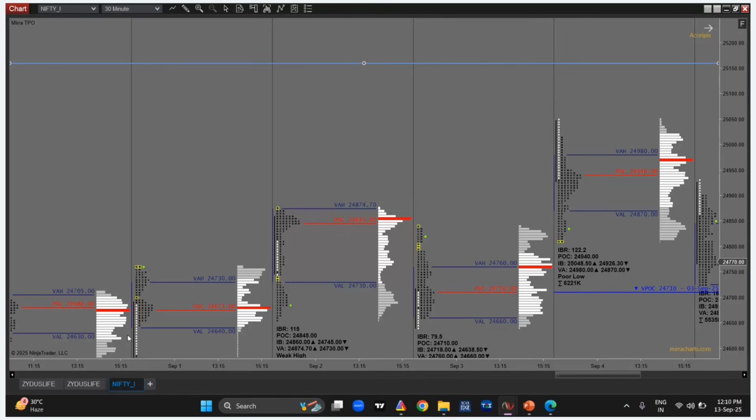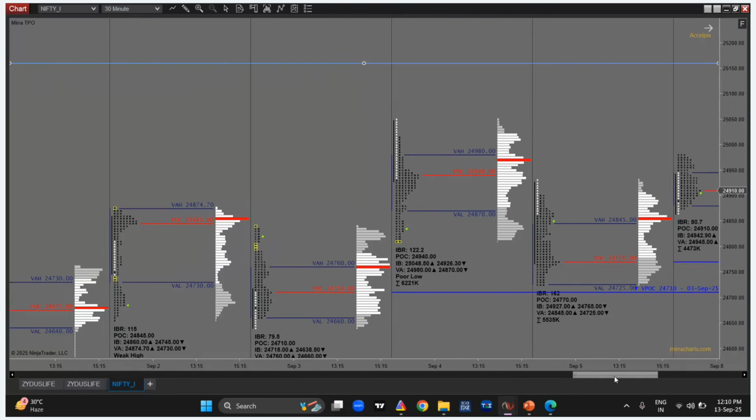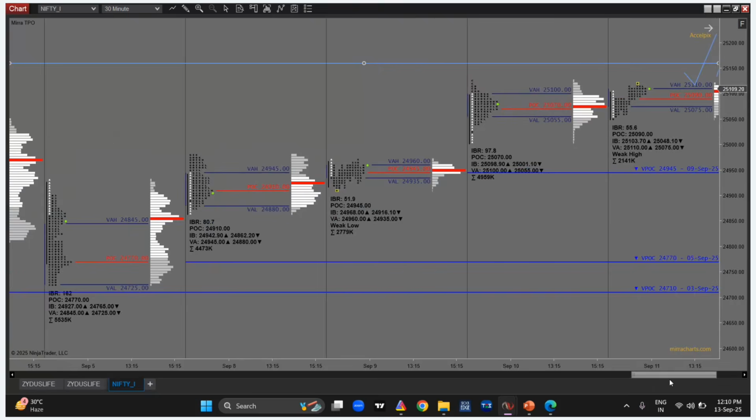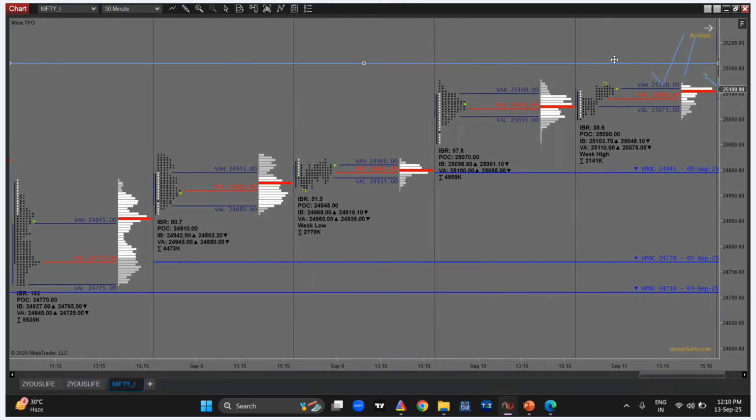From this, I was staying long only. The P-shaped profile here, the short covering profile here, all gave me the clue that the market is going to go up. So when I have a target here, I don't make some silly mistake of going and shorting here. Again, I'm saying VPOC doesn't mean it is going to hit, but when it aligns with the context, when you read it properly, then you can wait for the target.